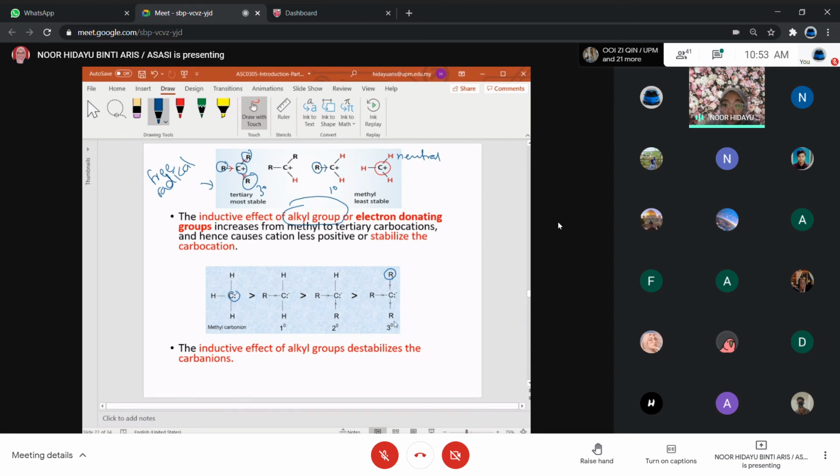So that's why a tertiary carbanion is less stable compared to methyl. In methyl, there is hydrogen, and hydrogen is neutral. It cannot donate and cannot accept. So it will stabilize the carbanion.